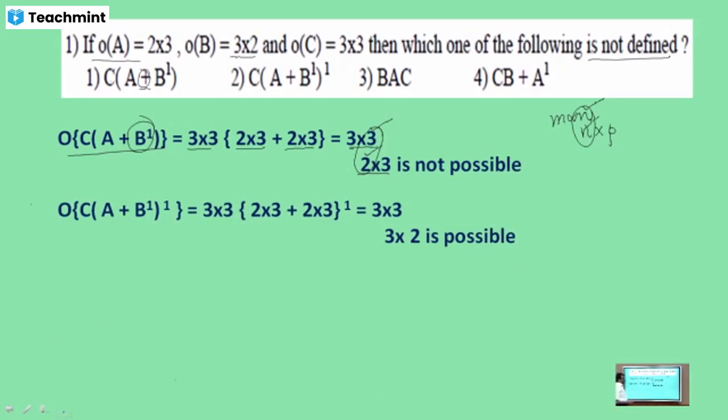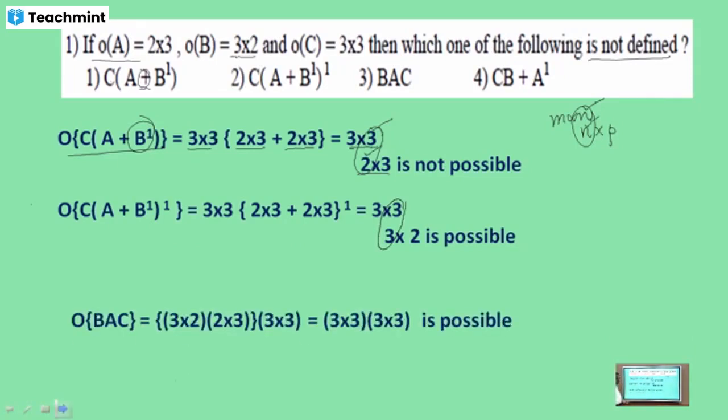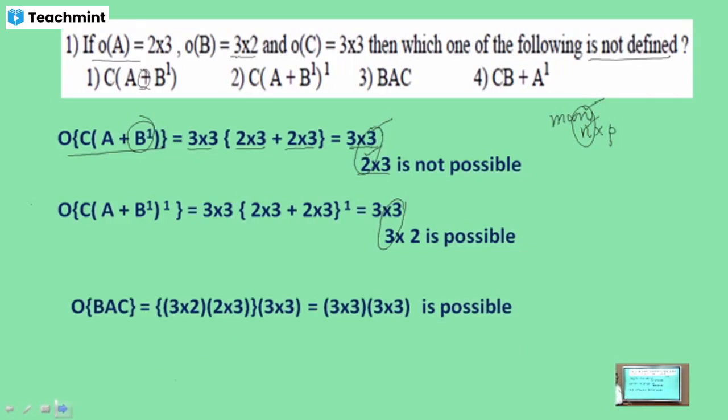When you go to the second option, it is order of C into A plus B transpose whole transpose. When I take the transpose of this matrix, the previous one, what happens? Number of columns in the first matrix is equal to number of rows in the second matrix. So it is possible. When I go to the third option, I already have the answer, I am checking to tell you how to check.